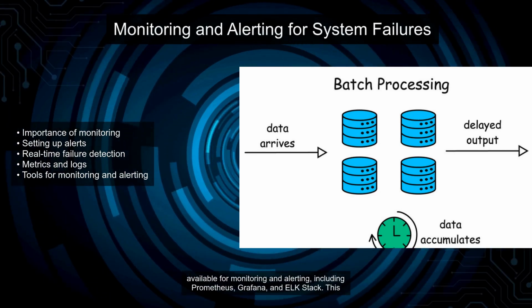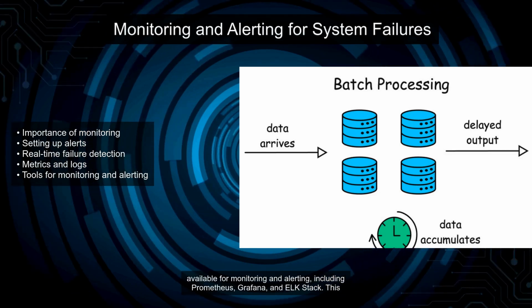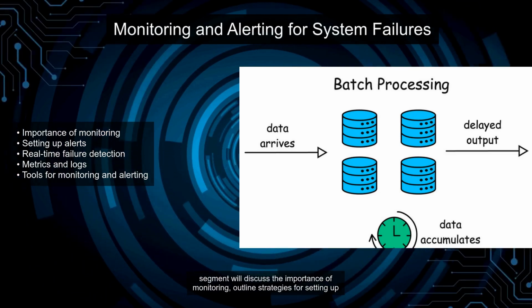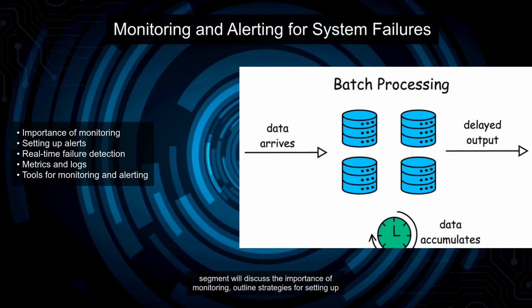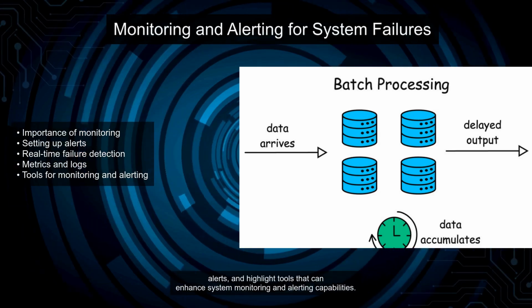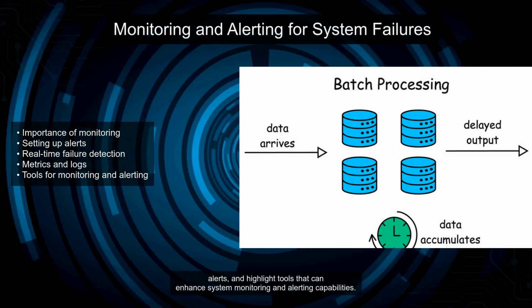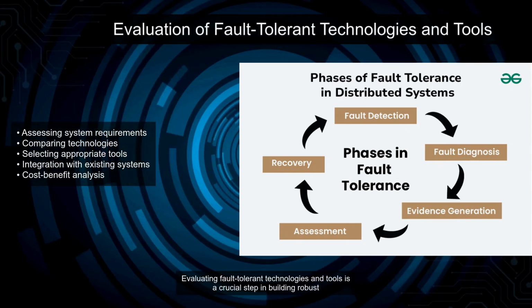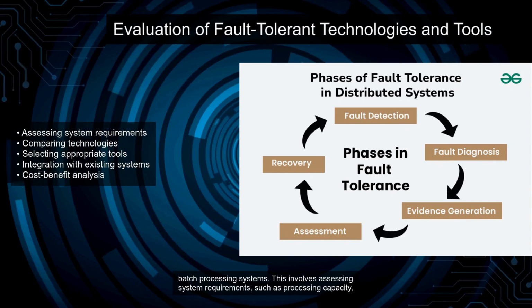Several tools are available for monitoring and alerting, including Prometheus, Grafana, and ELK Stack. This segment will discuss the importance of monitoring, outline strategies for setting up alerts, and highlight tools that can enhance system monitoring and alerting capabilities. Evaluating fault-tolerant technologies and tools is a crucial step in building robust batch processing systems.